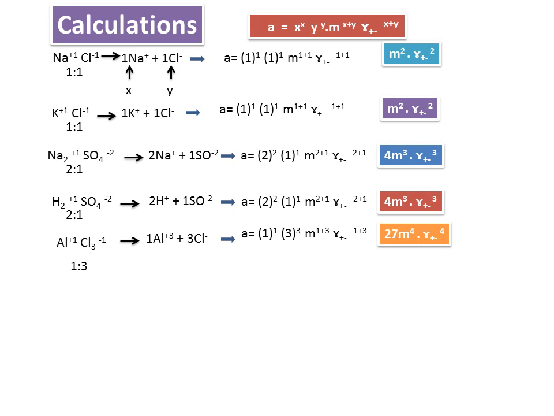Then we have another salt, aluminium chloride. It has a trivalent cation and univalent anion, so the ratio of x and y is 1:3. Putting values 1 and 3, we get the value of mean activity of aluminium chloride as 27 m raised to power 4 into gamma positive negative raised to power 4.